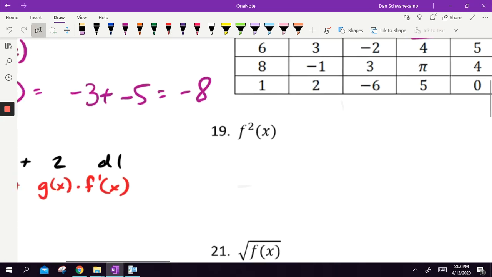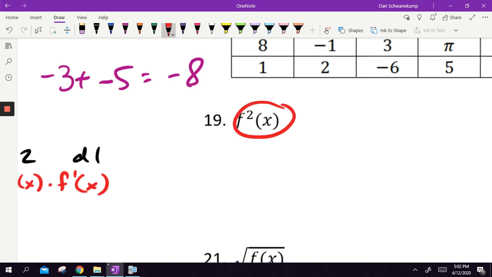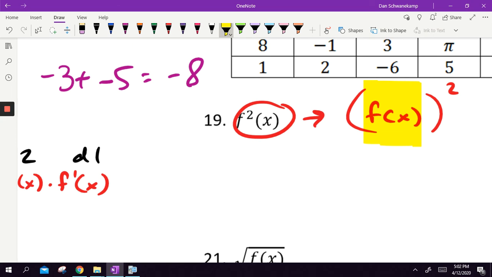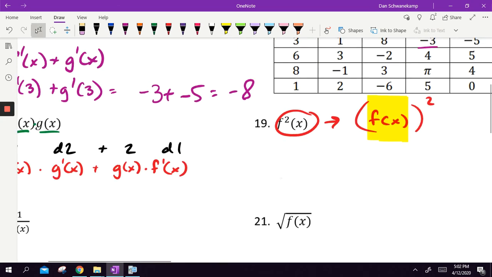Okay, I'm going to keep us going. Number 19. That one looks scary, but remember this is the same thing as f of x all squared. Do I need chain rule? Yep, because I've got a mama and a baby function. The mama is the squared, the baby is f of x.